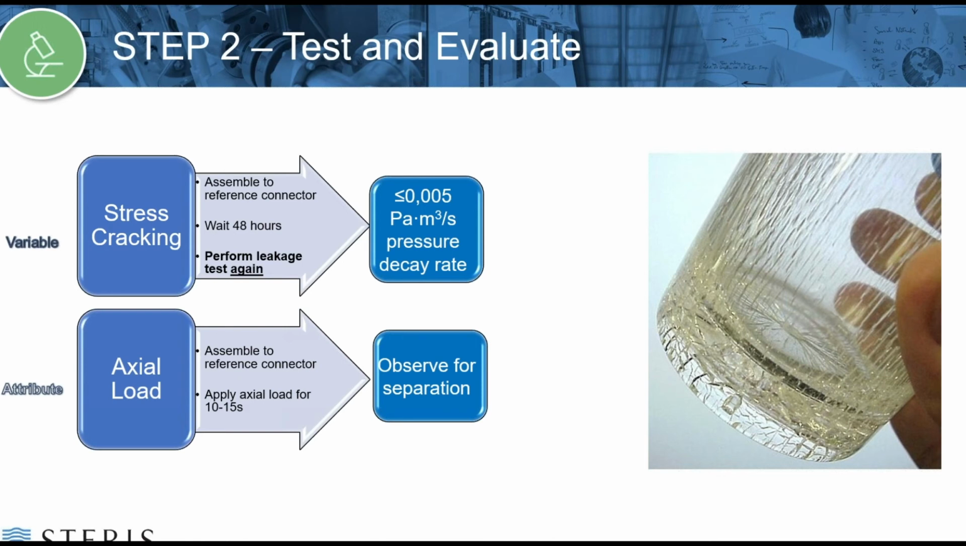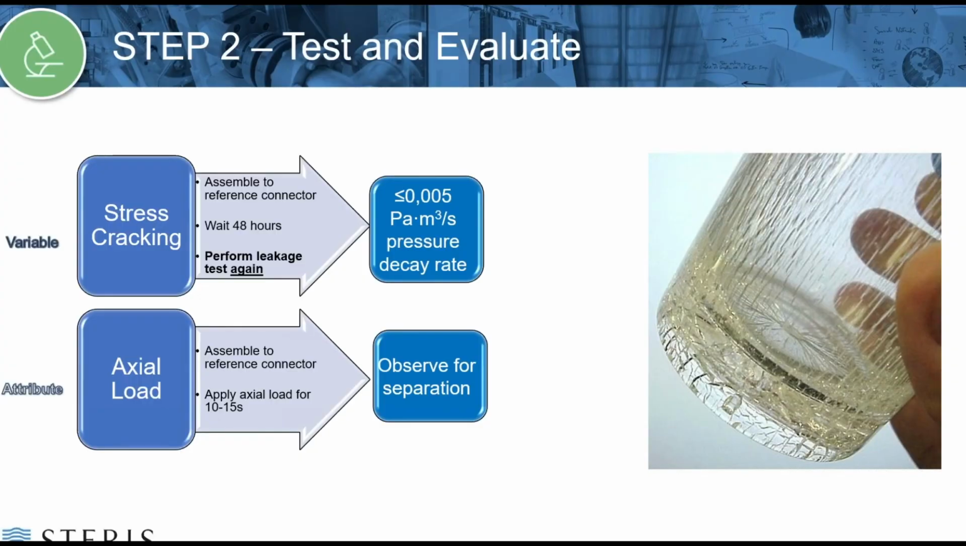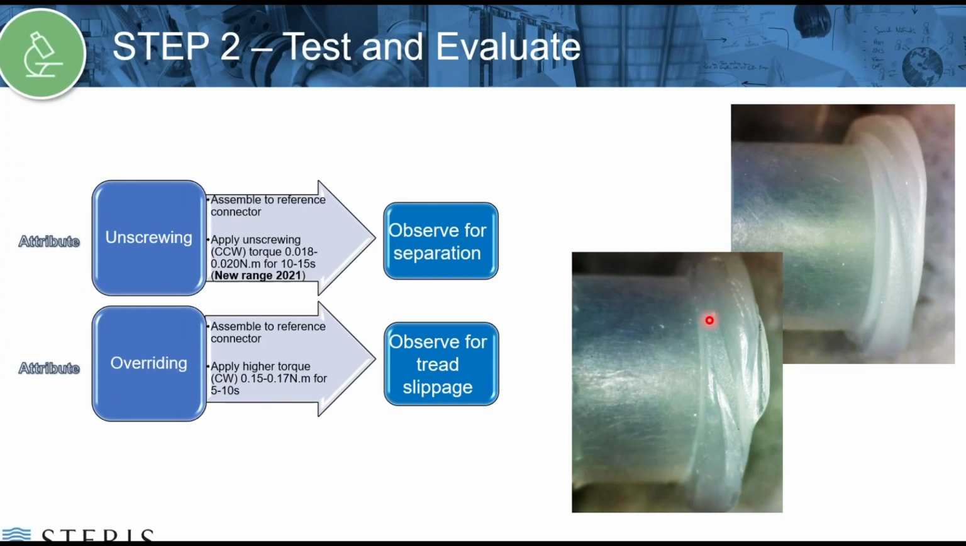The third test is the stress cracking test. This test starts in the same way with step 1 as I described earlier. The reference fitting and connector are left assembled for 48 hours in a controlled environment. Once this time has elapsed, the part is brought forward for leakage testing as described in the previous test, and the pressure decay rate is calculated and assessed against the standard acceptance criteria.